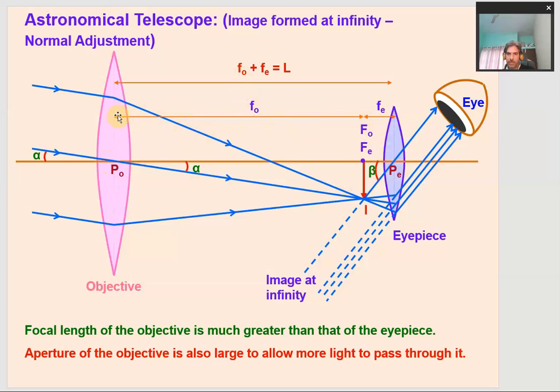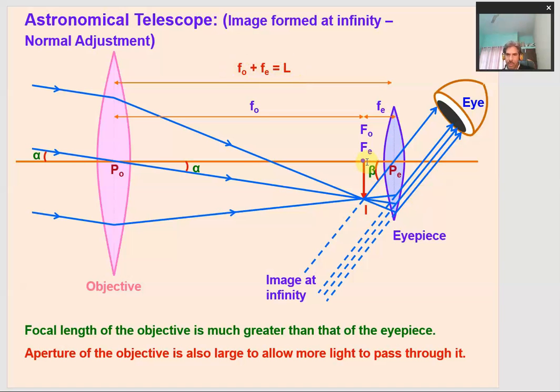From here up to this image, it is the focal length f0 of the object lens. Because this image also acts as the object for the eye lens, at the focus of the eye lens, the distance of this image from the eye lens is Fe. So the total distance between the two lenses, object lens and eye lens, in this particular adjustment of the telescope, is simply f0 plus Fe, the sum of the focal lengths of the two lenses. This is called the length of the telescopic tube, and it is written as L.